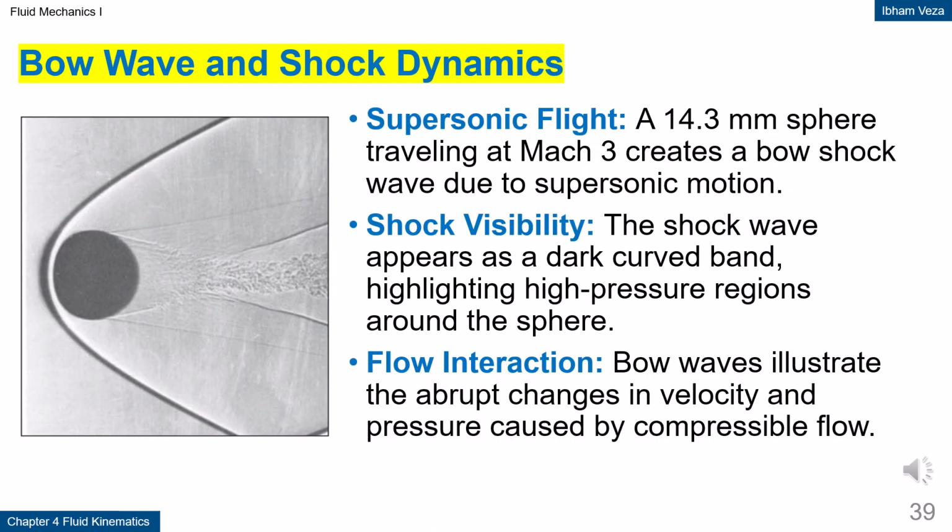Bow wave and shock dynamics. A sphere moving at supersonic speed forms a shock wave in front of it. This wave appears because the fluid cannot adjust gradually to such a high-speed disturbance. The dark region in the image indicates locations of very sharp changes in pressure and velocity. This phenomenon is characteristic of compressible flows at high Mach numbers. This example shows the fundamental difference between subsonic and supersonic flows.